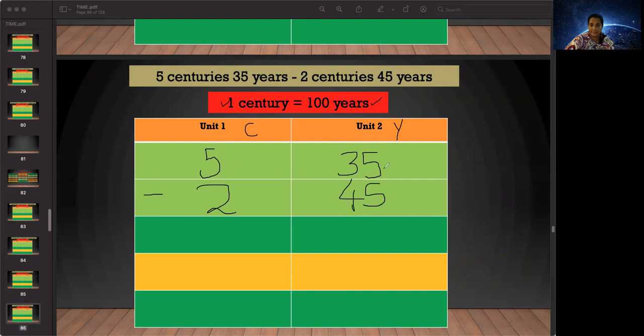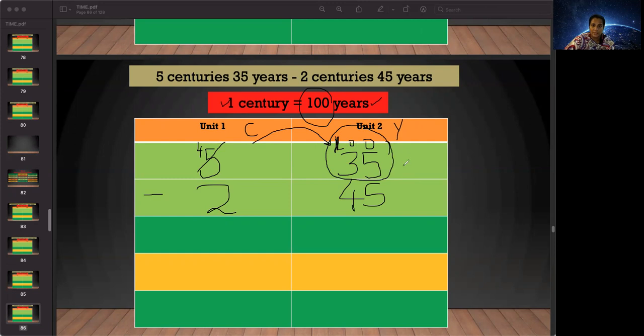Now, obviously, 35 take away 45, you can't do that. You got to exchange 1 century into the years. So 5 centuries will become 4 centuries. And when this 1 century goes over here, remember, we are having 100 years. Okay, 100 years. So now we have 135 minus 45.